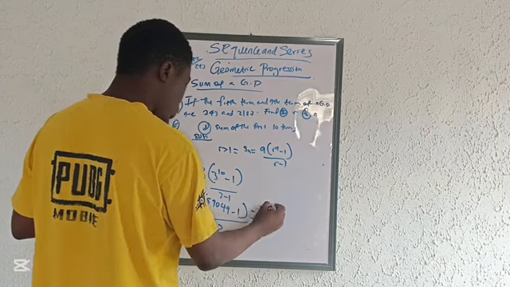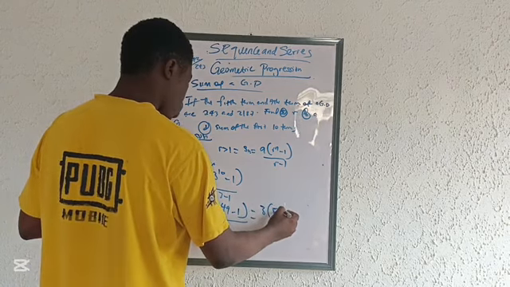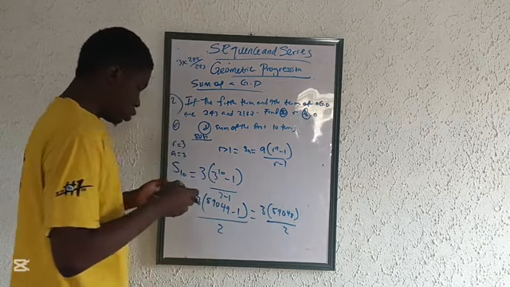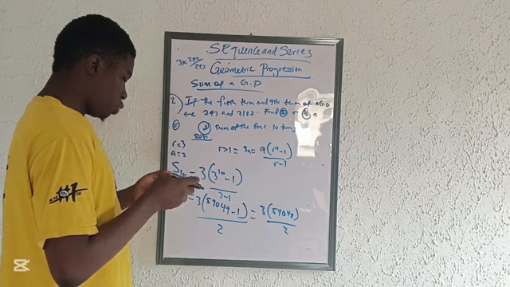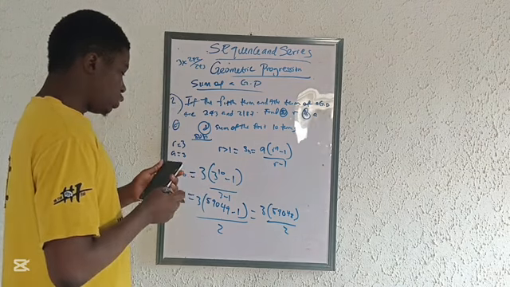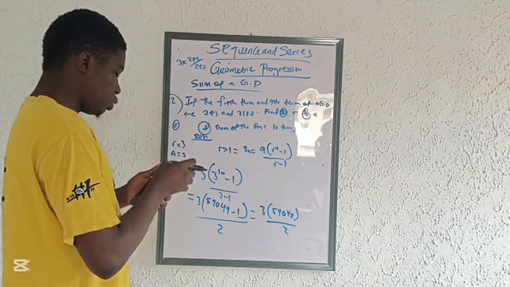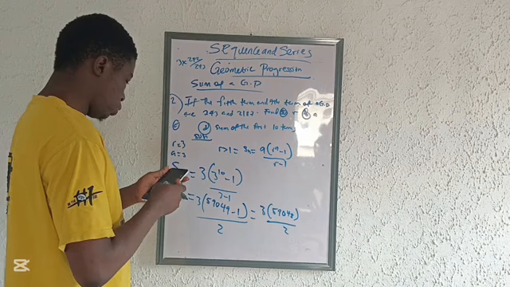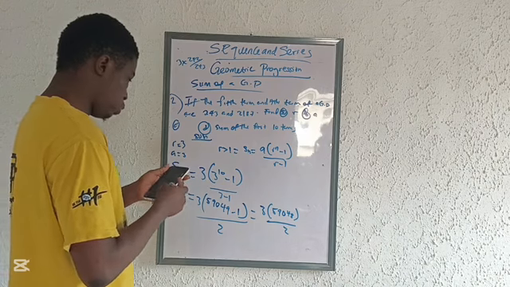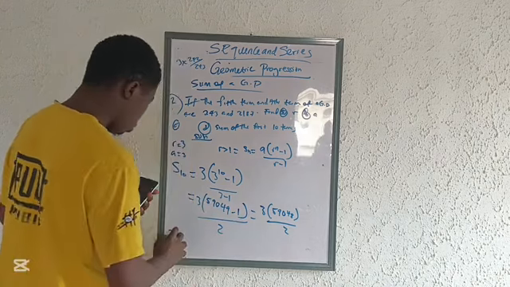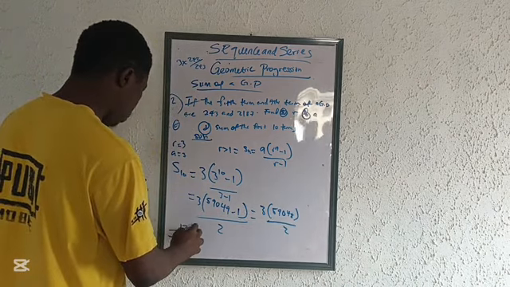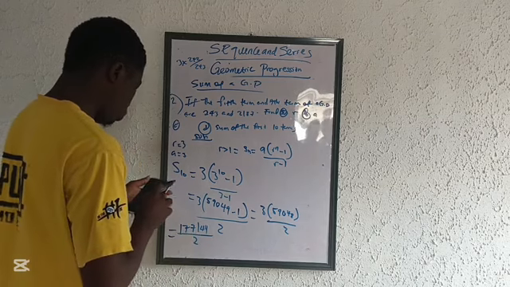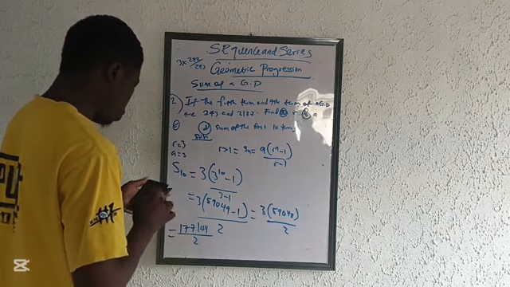So we have 59049 minus 1, which will give us 59048 over 2. To calculate it, we just multiply this times 3. So we have 177,144 over 2. So divide it by 2 and we get what?